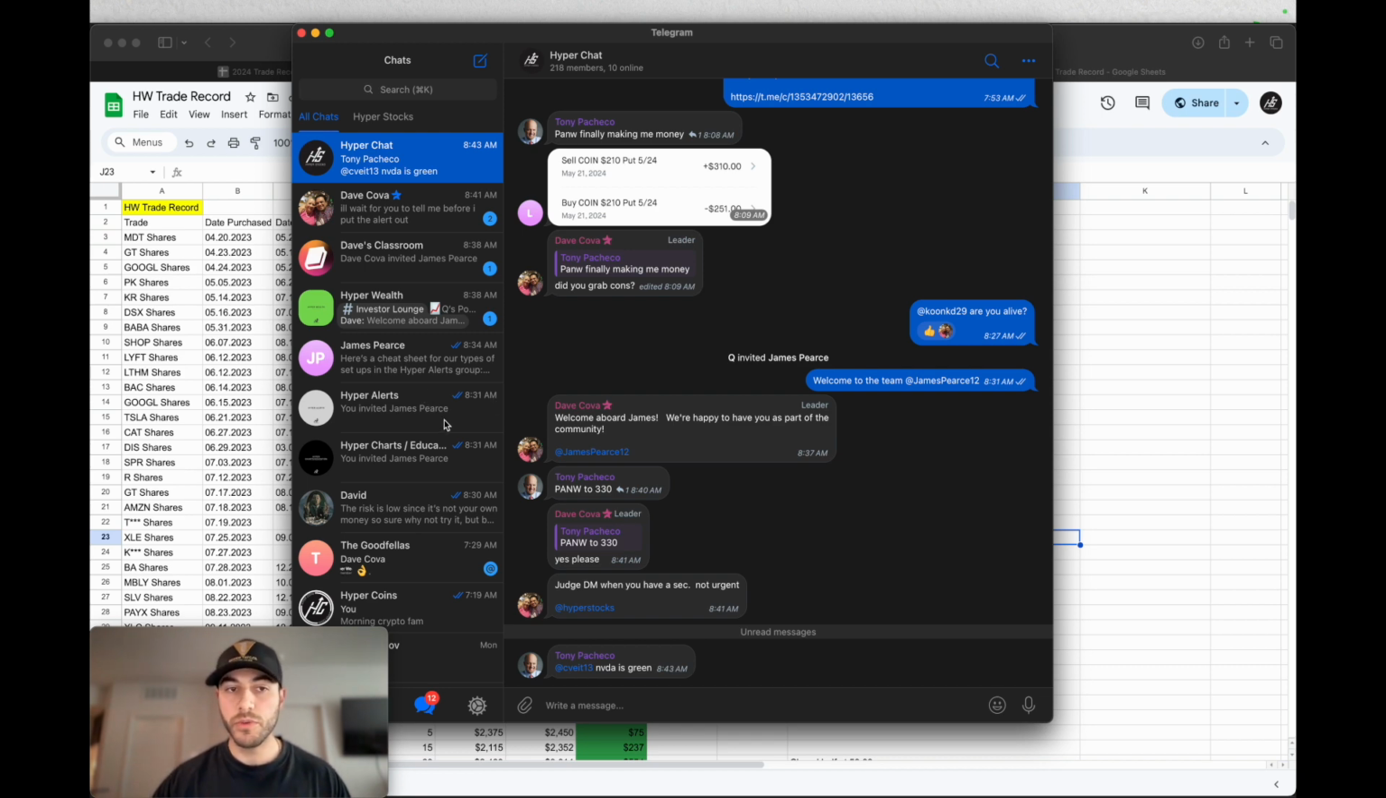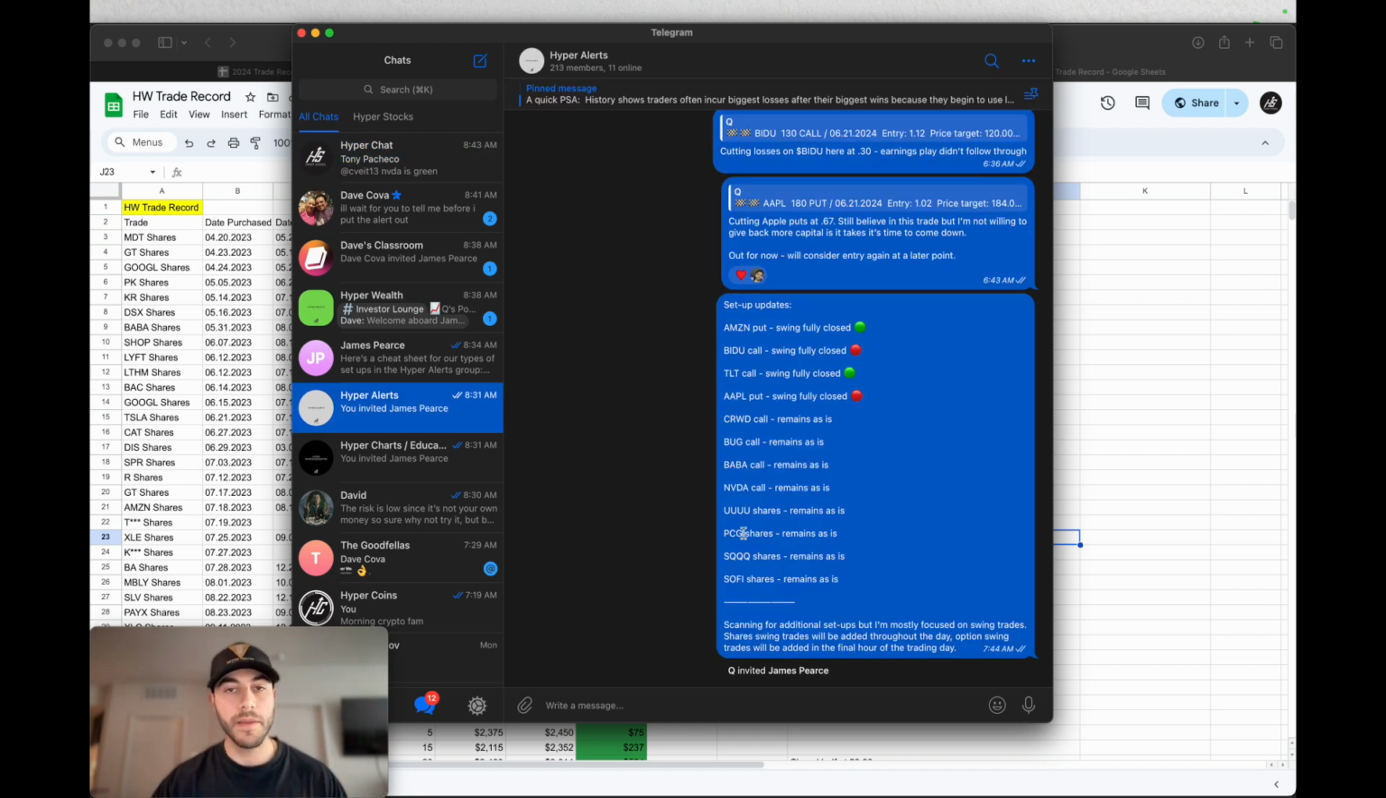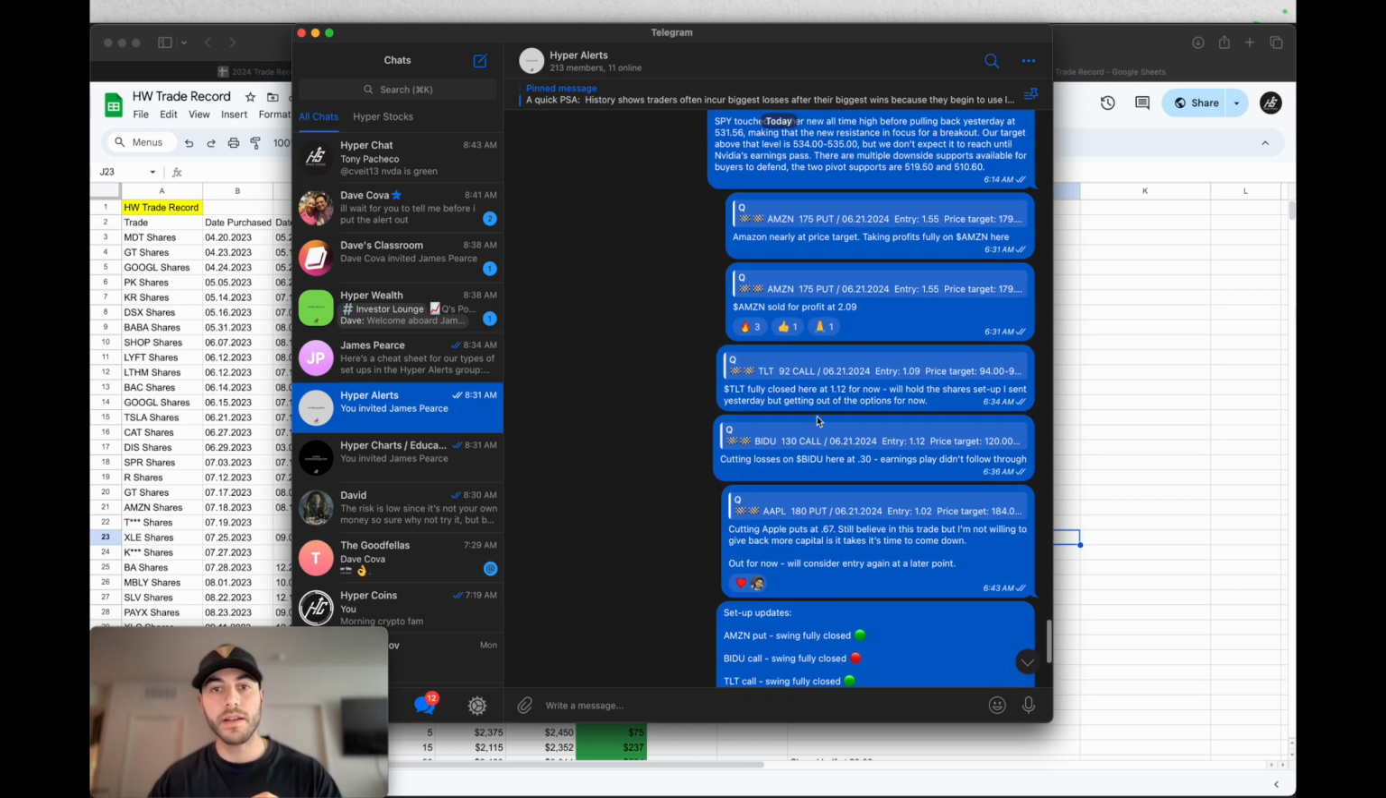The next group we want to break down is Hyper Alerts. Hyper Alerts is going to be the most active trading group in terms of where we send our setups. We send setups in 2 different groups, but the Hyper Alerts group is where you're going to be seeing the majority of our setups going through. And here's what our setups look like.